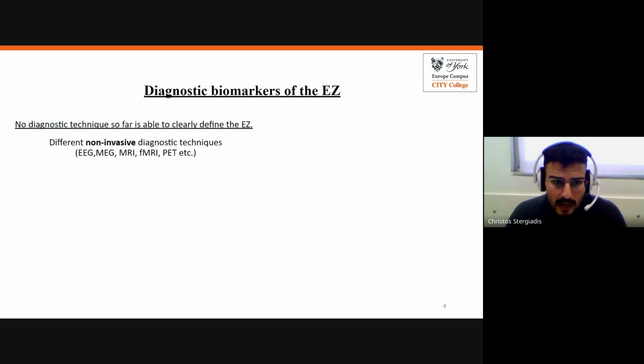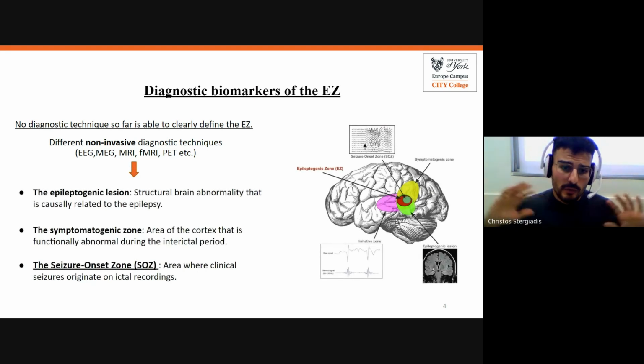The procedures up until now contain a mix of different non-invasive diagnostic techniques. So a patient goes to the hospital and goes through many different neuroimaging techniques. They do EEG, they do MEG, electroencephalography and magnetoencephalography. They also do more structural neuroimaging, as we say, so magnetic resonance imaging, MRIs. However, even if we combine the information from all of these neuroimaging techniques, we are still not able to localize the epileptogenic zone with very good accuracy.